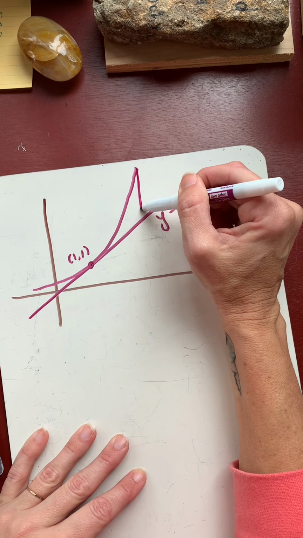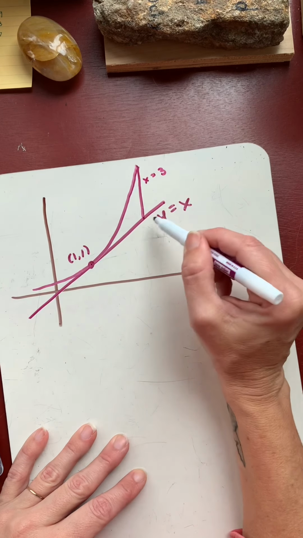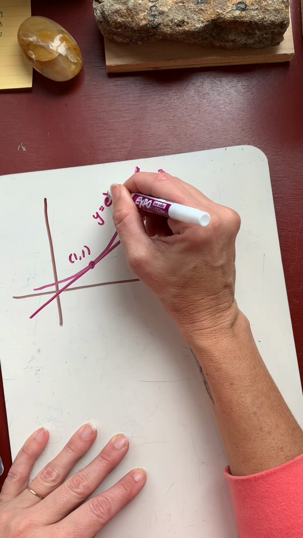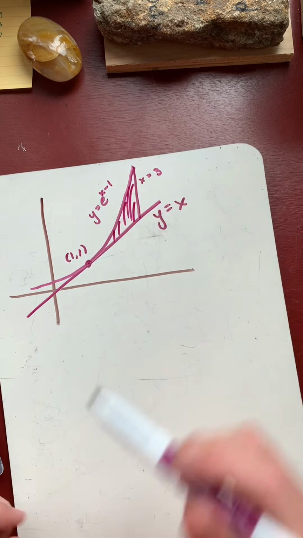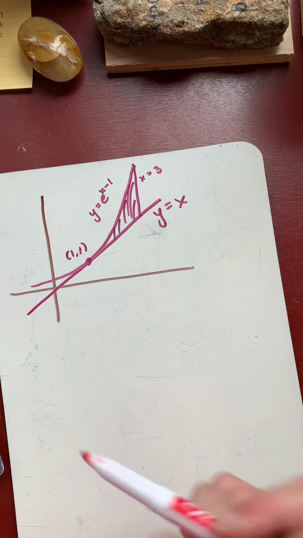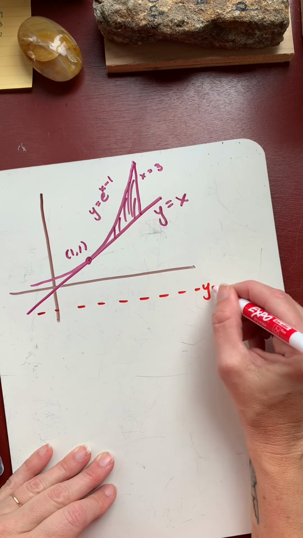The line that comes here is x equals 3. So the region enclosed by y equals x, this curve, which is y equals e to the x minus 1, and the line x equals 3. I've got this area, and it is getting rotated around the line y equals negative 1. Of course it is, because they hate us. So going around the line y equals negative 1.